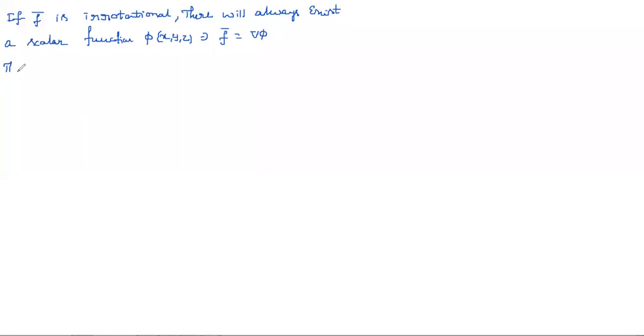This phi is known as scalar potential function. So very important. It's a type 1. We'll discuss that. So here it is when we'll say that: if the given vector is an irrotational vector, then there exists a scalar function phi.